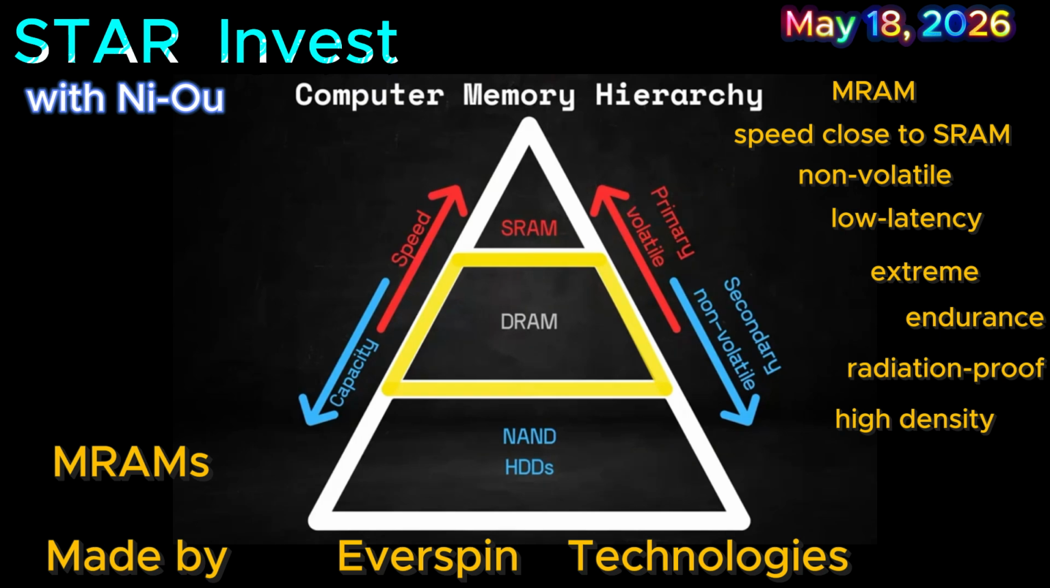SRAM is the fastest, CPU-type cache memories. DRAM is high capacity system memories, and MRAM is non-volatile, low latency, long endurance, very suitable for IoT, Internet of Things, and AIoT, artificial intelligence of things, edge cases, future robotics, and space infrastructure applications. Let's continue, dive in more, guys.